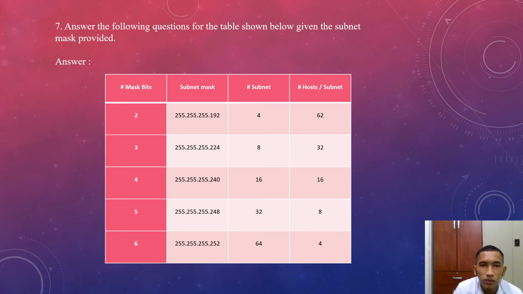For mask bits 6, subnet mask 255.255.255.252, 64 subnets, 4 hosts.